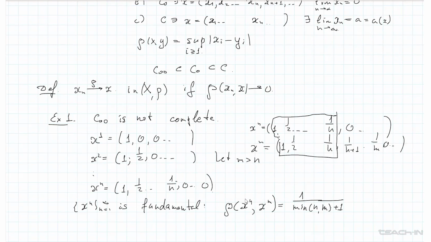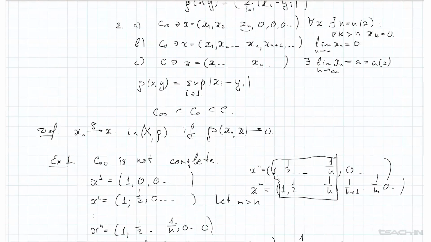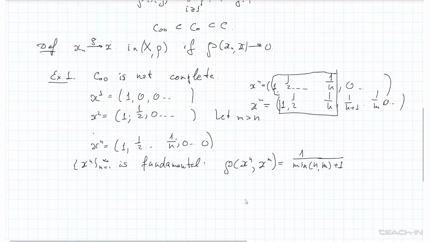I'm sorry, I forgot that we work not in L2 but in C00, and in C00 the metric is the supremum. Okay, then it's sufficient, right? So we see that it tends to 0 as n and m are large, yes? Definition of fundamental sequence. But the limiting sequence does not belong to our space, because it has an infinite number of non-zero elements.